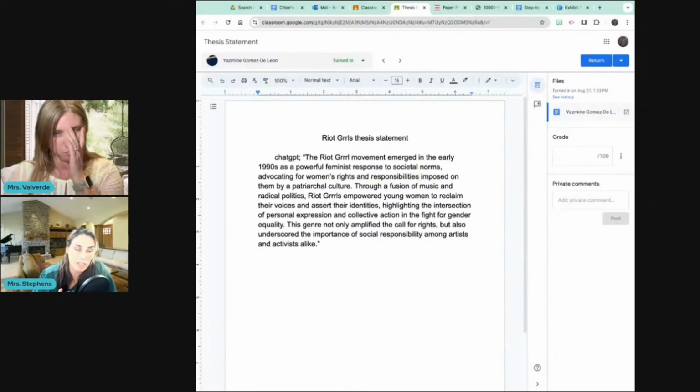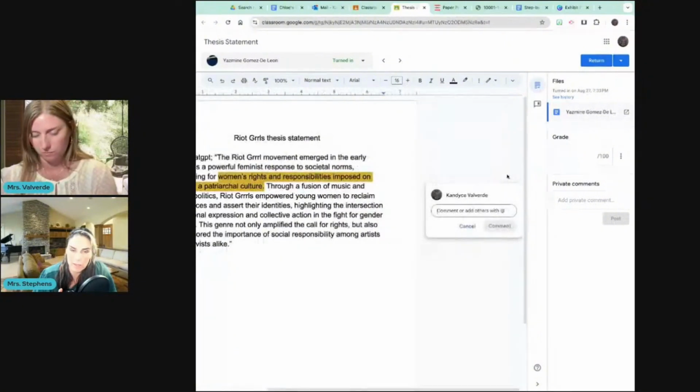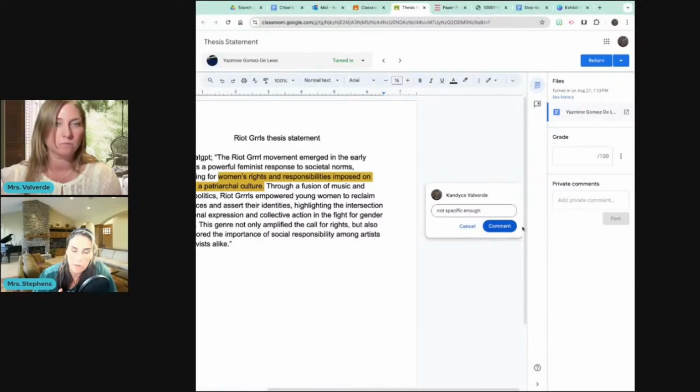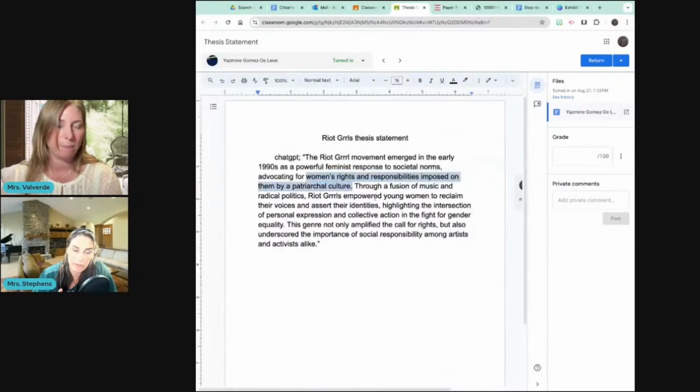I think we need to get more specific. So what were they? That's too generic. That's very chat and not enough us. So right there, we need specificity. Like, what politically were they advocating for? This is too generic.